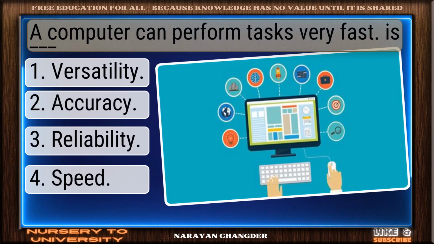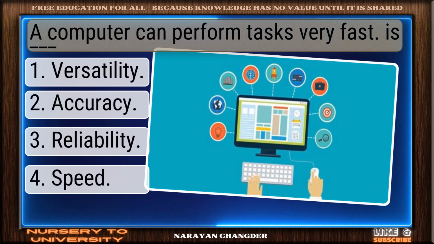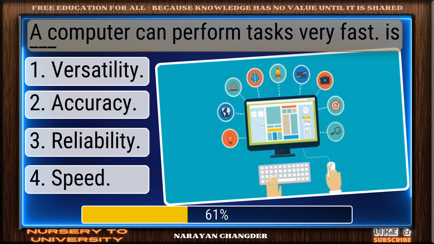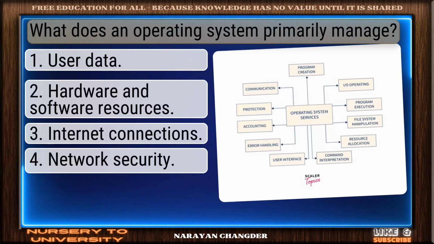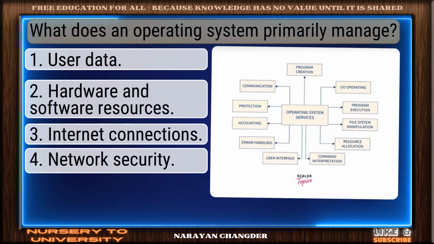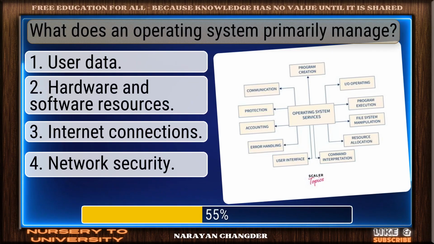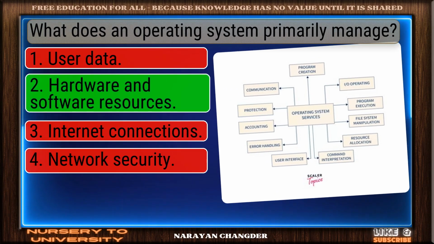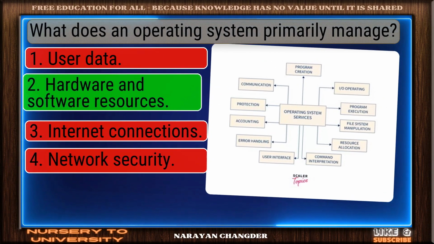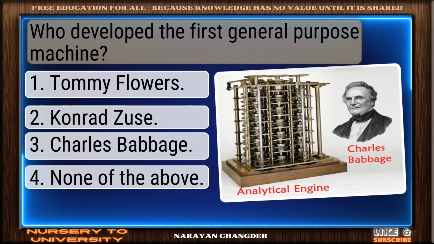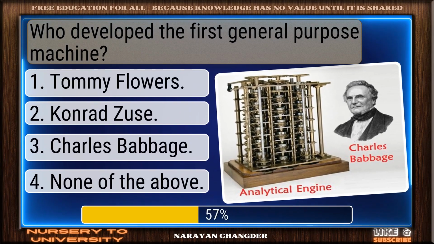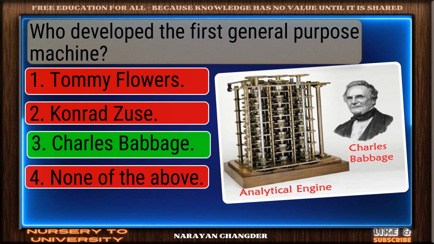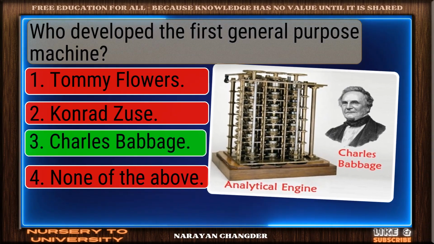A computer can perform tasks very fast. Is dash. Bravo. Speed is the answer. What does an operating system primarily manage? Nicely done. Hardware and software resources is solid. Who developed the first general-purpose machine? Excellent. Charles Babbage is well-reasoned.